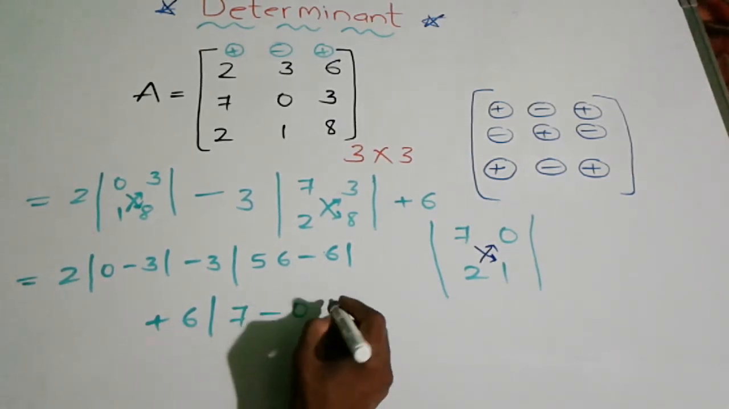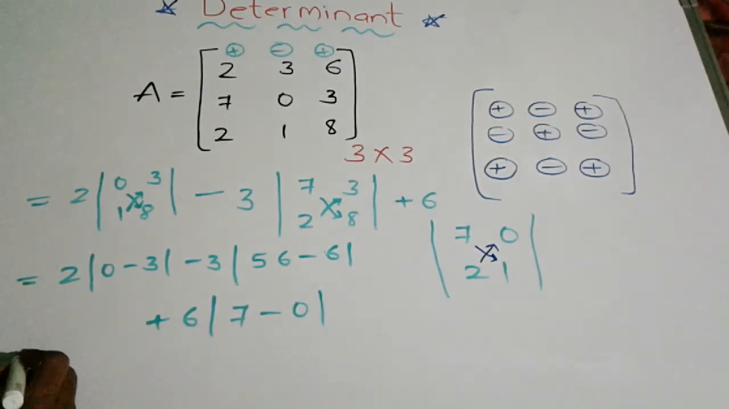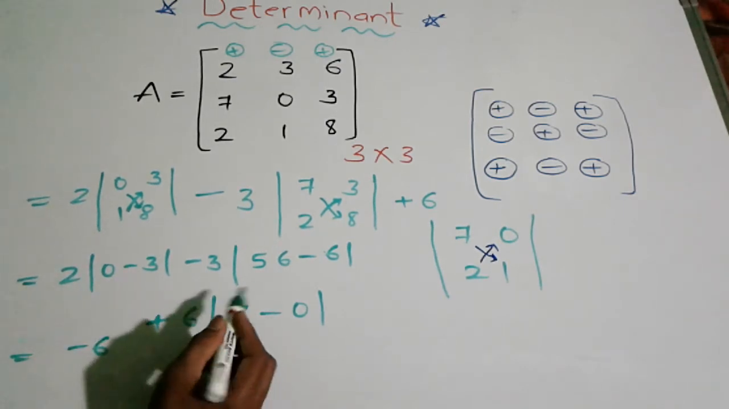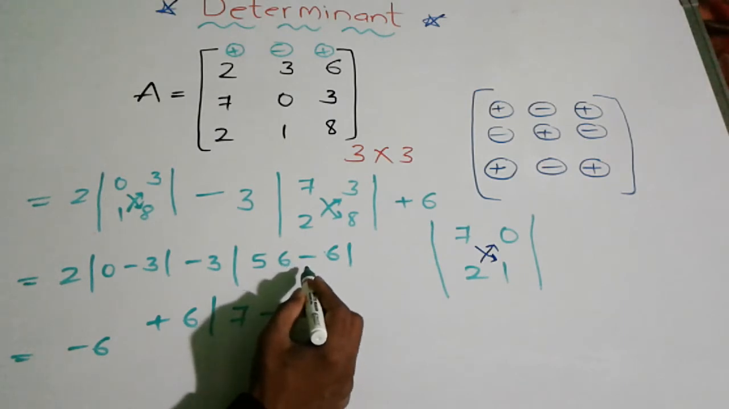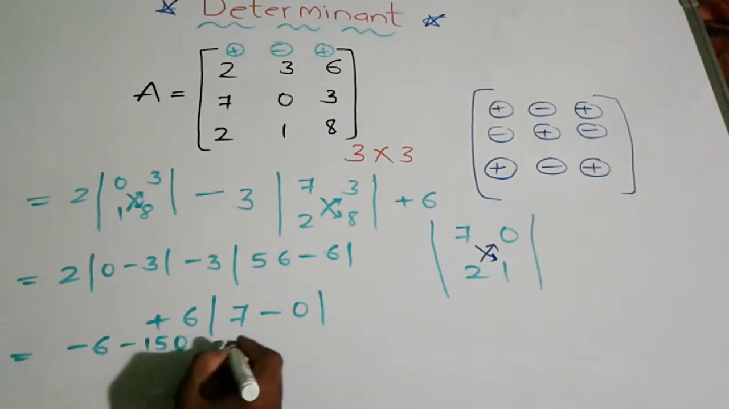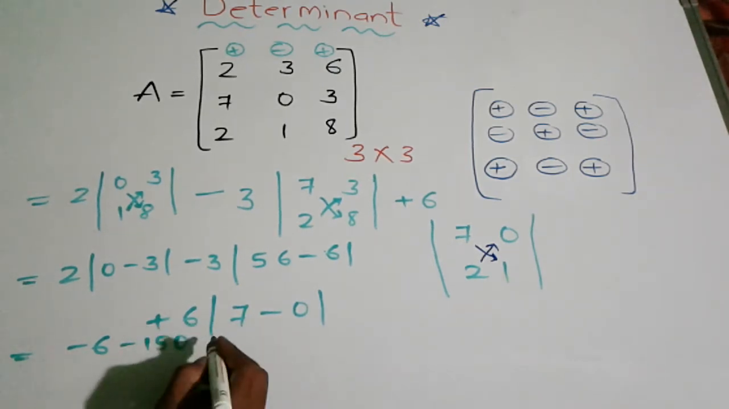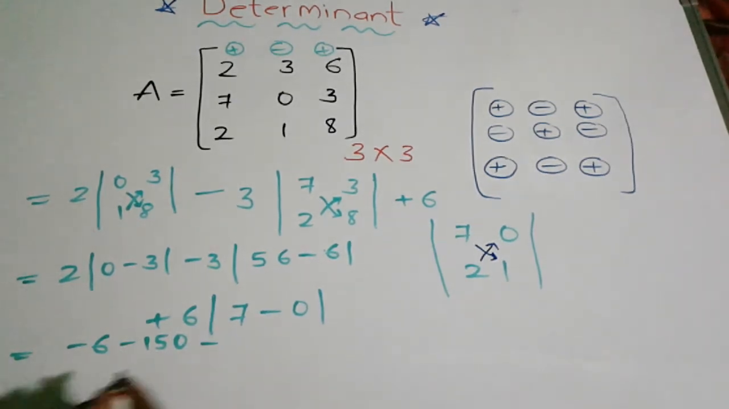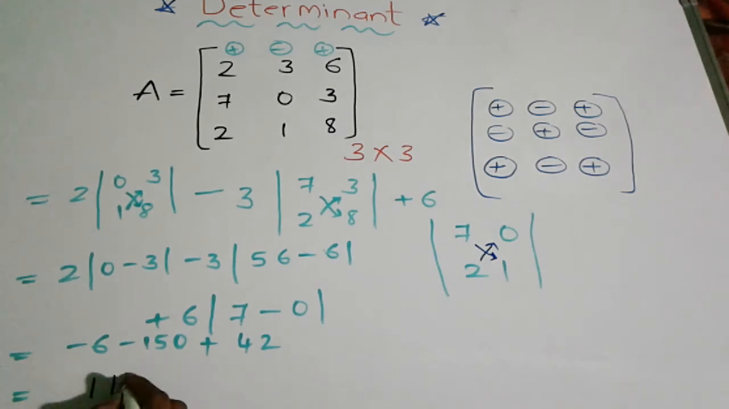So we get 0 multiplied with 2, which gives 0. 2 multiplied with minus 3, that is minus 6, and here we get 50. So 5 3s are minus 150, and 6 7s are 42. Plus 42, and our final answer is minus 114. So this is our determinant value of this A matrix.